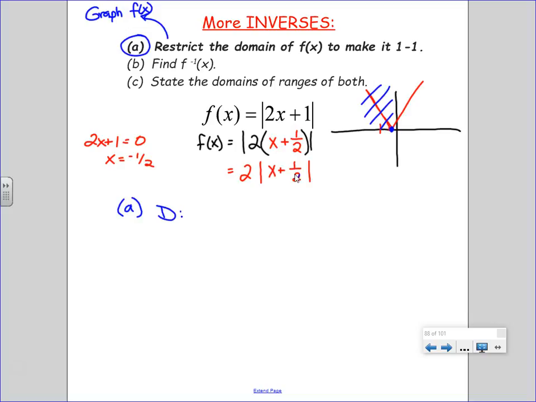So I'm going to say, all right, we have to restrict the domain. We have to tell the domain, you have to be greater than negative 1/2 to infinity. Or another way of saying it, x, you're allowed to be greater than or equal to negative 1/2, but you can't be below. If we go any further to the left, you're going to fail the horizontal line test. You're not going to be one-to-one, and that's not going to work for us. Does that kind of make sense?